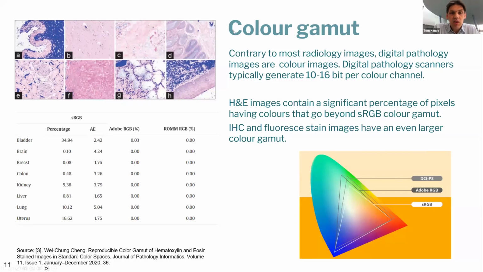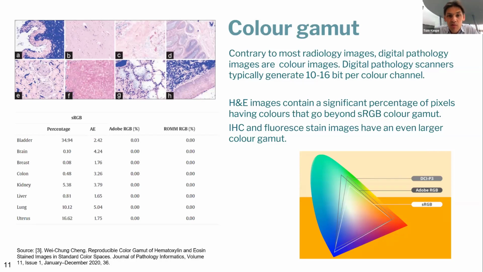Another thing special about digital pathology images is that they are color images. Compared to radiology, which is still today mostly grayscale images, digital pathology is always color images. And actually high definition color images, because typically per color channel, there is a 10 to 16-bit depth in each channel. These images, digital pathology images, also have a very wide color gamut.